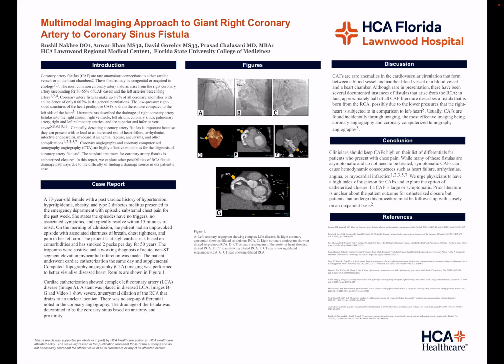Discussion. CAFs are rare anomalies in the cardiovascular circulation that form between a blood vessel and another blood vessel, or a blood vessel and a heart chamber. Although rare in presentation, there have been several documented instances of fistulas that arise from the RCA. In fact, approximately half of all CAF literature describes a fistula that is born from the RCA, possibly due to the lower pressures that the right heart is subjected to in comparison to the left heart. Usually, CAFs are found incidentally through imaging, the most effective imaging being coronary angiography and coronary computerized tomography angiography.